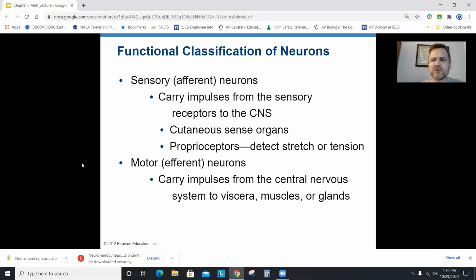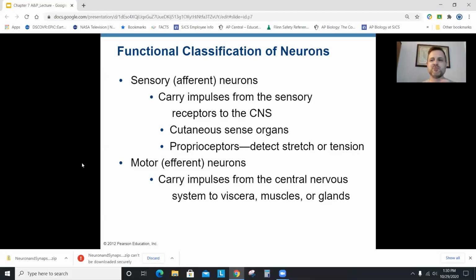Okay, so this stuff we talked about at the beginning. So different kinds of neurons: sensory neurons or afferent neurons are ones that detect signals. So your eyes, your ears, your nose, tasting, touching. Cutaneous sense organs would be ones in your skin. Proprioceptors are ones that would be found usually in your muscles, and those are ones that detect tension or stretch.